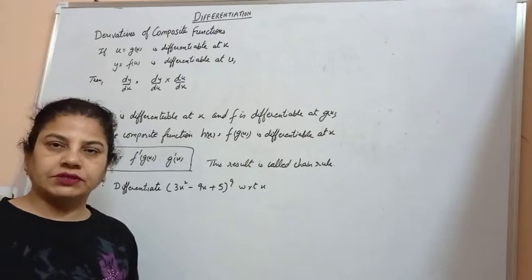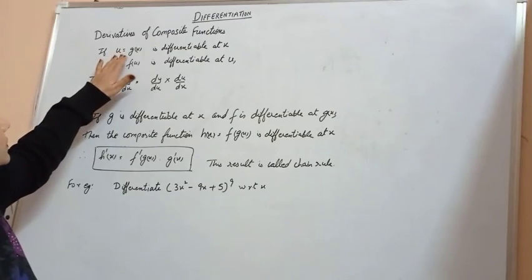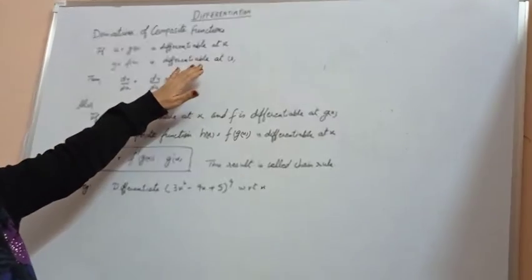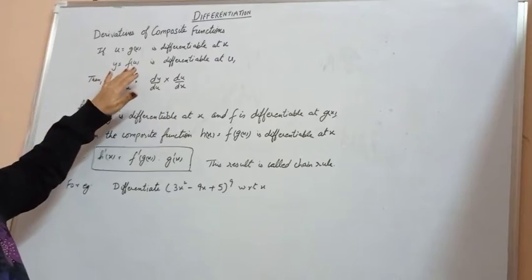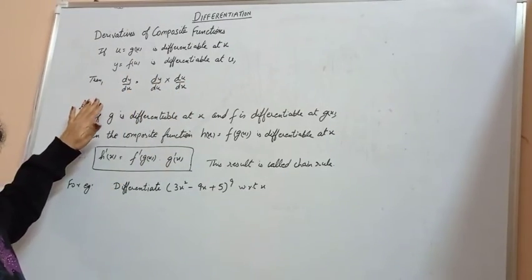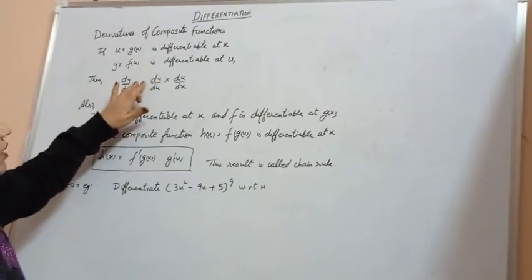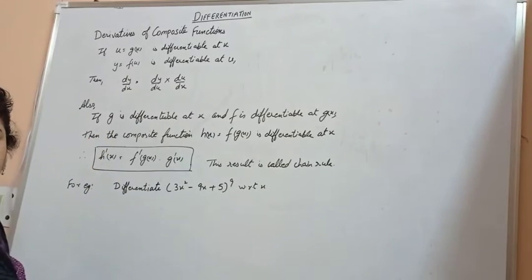Derivative of composite function. If u is a function of x, differentiable at x, and y is a function of u, f of u, differentiable at u, then dy by dx, the differentiation of y with respect to x, is given as dy by du into du by dx.